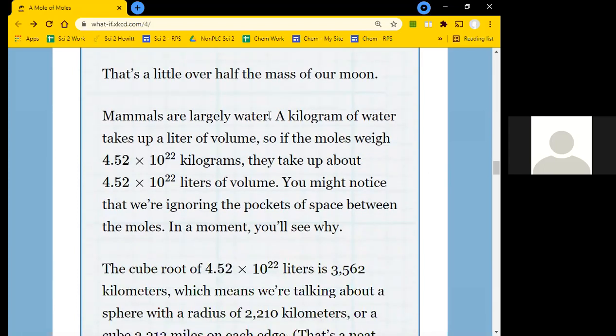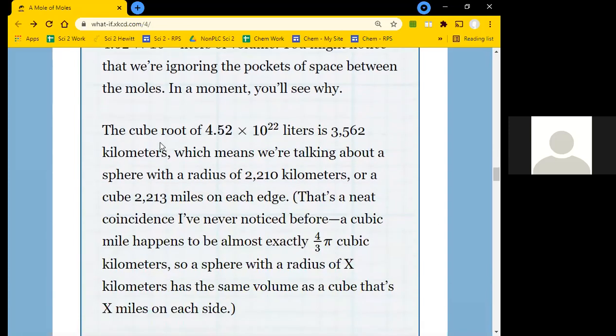Mammals are largely water. A kilogram of water takes up a liter of volume, so if the moles weigh that many kilograms, they take up about that many liters of volume. You might notice we're ignoring the pockets of space between the moles, and in a moment you'll see why. The cube root of 4.52 times 10 to the 22nd liters is 3,562 kilometers, which means we're talking about a sphere with a radius of 2,210 kilometers, or a cube 2,213 miles on each edge.